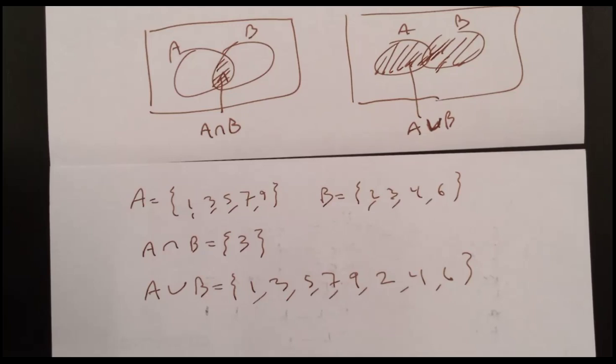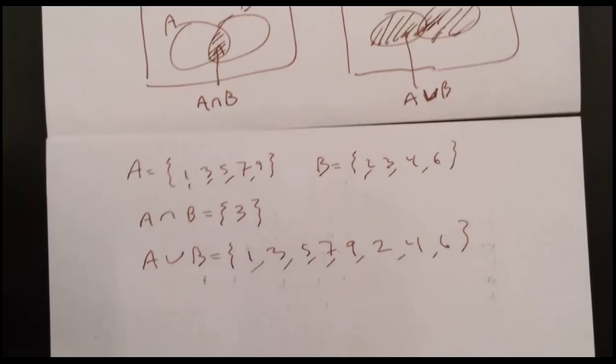But if I am counting size, cardinality, well, then I have to be careful, because the definition of cardinality says we count distinct elements, right? So I can't just say the number of things in A union B is the number of things in A and the number of things in B. I would have counted my 3 in there twice. That's not allowed. If I count it twice, I really only want to count it once. I should take one of those counts out.